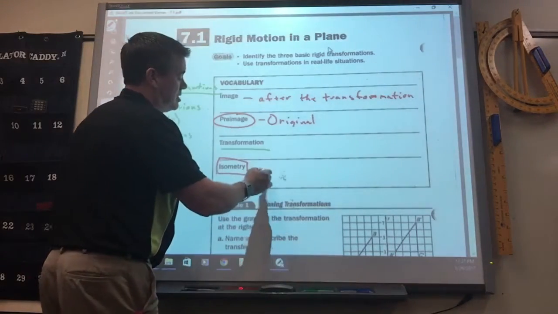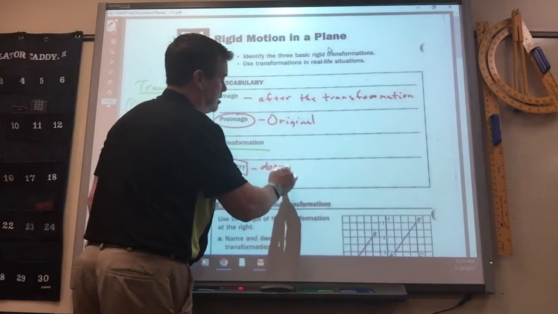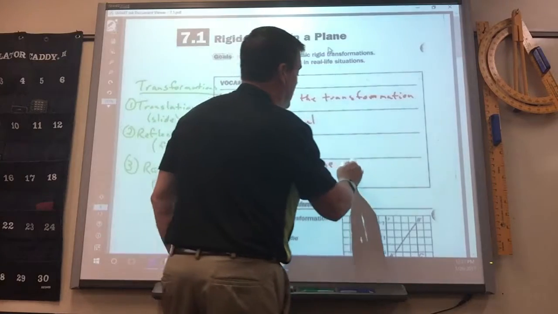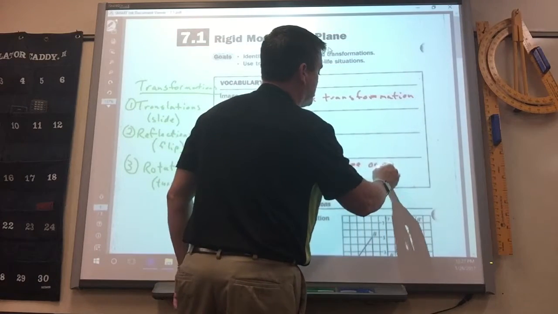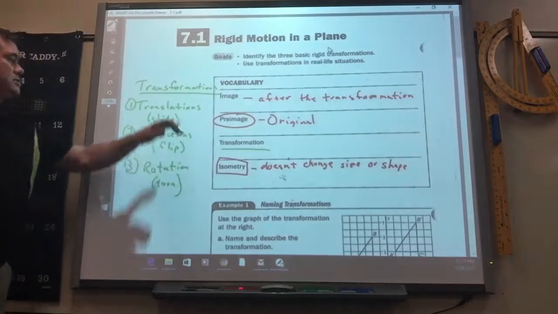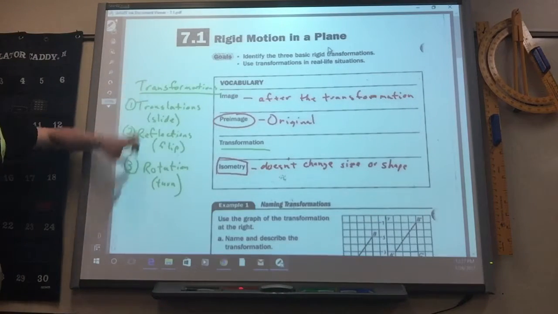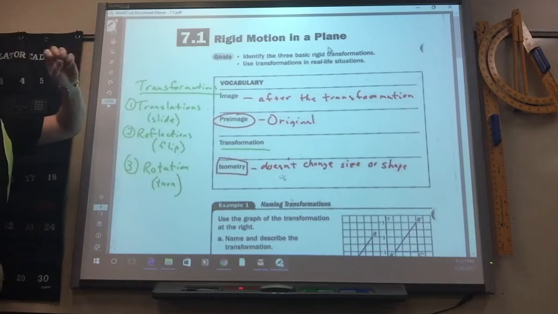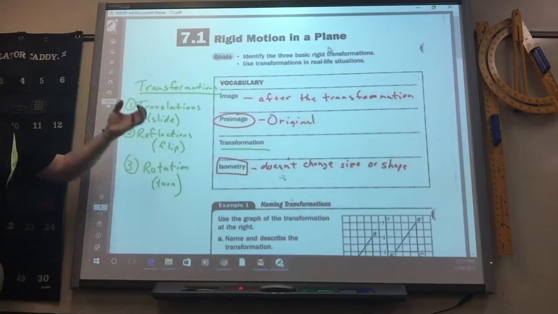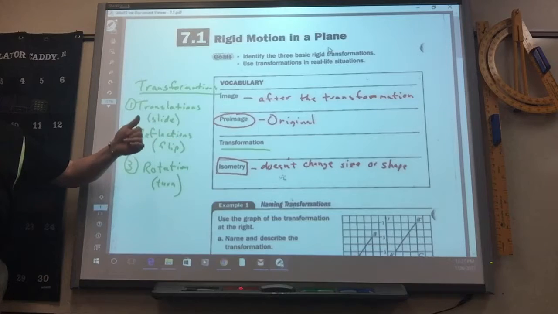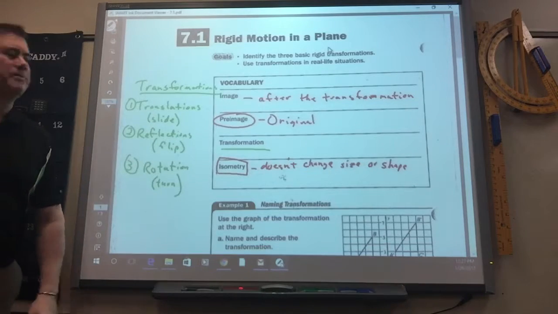Isometry just means it doesn't change size or shape. So these three are all isometries. If you slide it, translate it, it doesn't change size. Reflect it, it doesn't change size. Rotate it, it doesn't change size. So they're going to have this in every section. They're going to just remind you that it's an isometry.